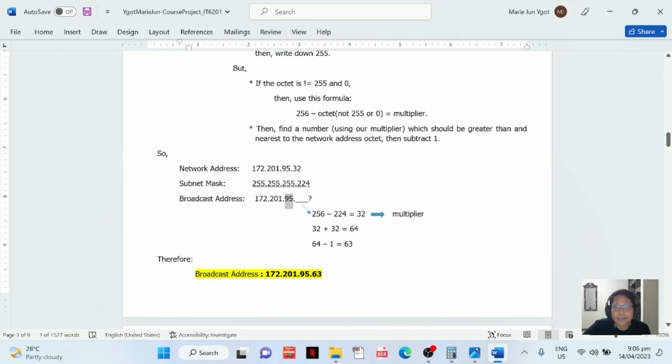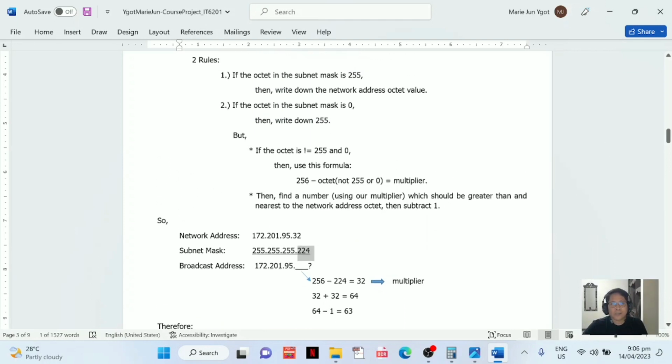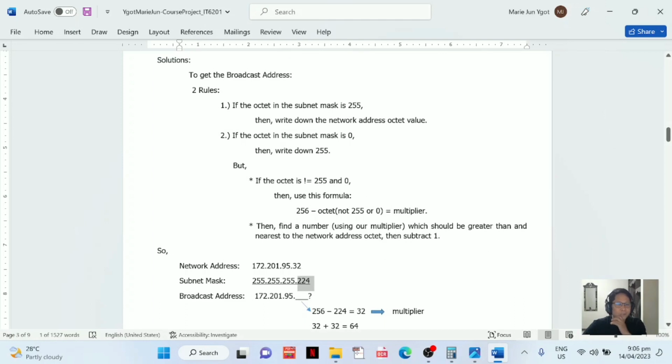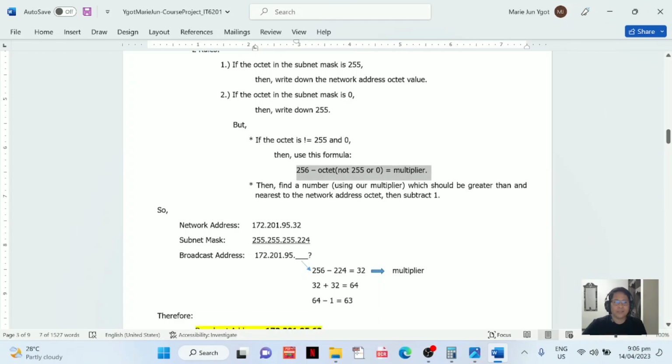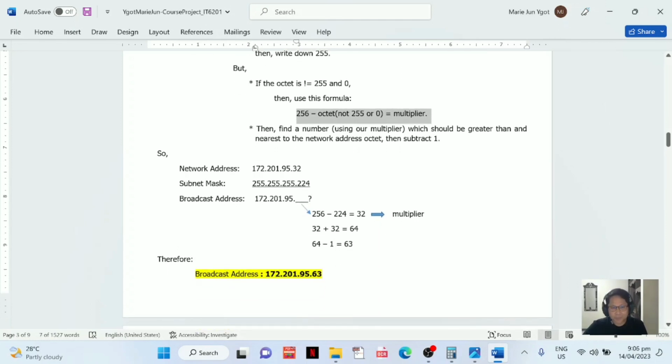Next is the last octet. The fourth octet is 224. So based on our rules, if the octet is not 255 and 0, meaning we are going to use the formula here. Okay, so the formula would be 256 minus the octet.